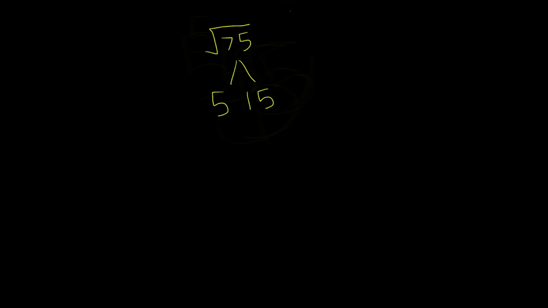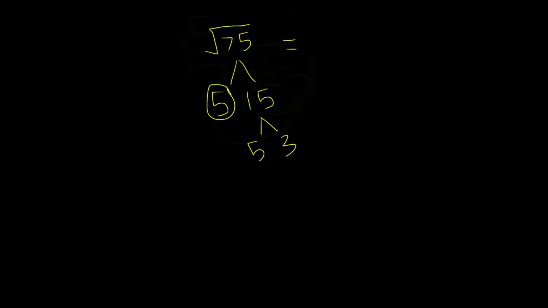And 5 is prime, so 5 is already finished. It doesn't have any factors other than 1 and itself. But 15 isn't prime because its factors are 5 and 3. And now we're done because the numbers at the ends of our tree all are prime. And that's how you know when you're finished.